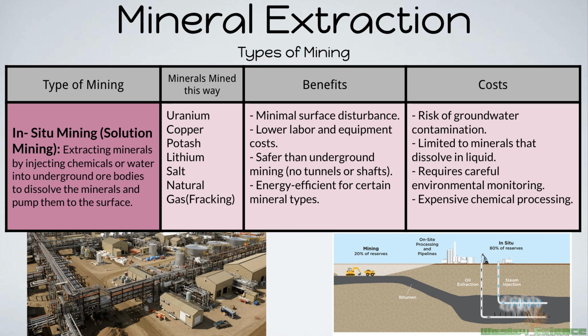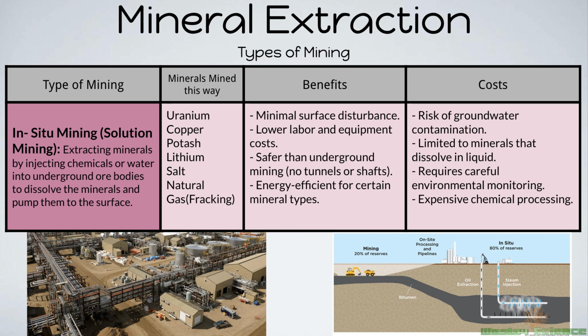This is when you extract minerals by injecting chemicals and water into the ground to dissolve the minerals around it and make the mineral that you're trying to get almost pop up or just be completely exposed so then you can grab it. We do this with uranium and copper, but also natural gas. That's called fracking. It has lower labor and equipment costs. It can be much safer for the people than being underground, and it's pretty energy efficient for certain mineral types.